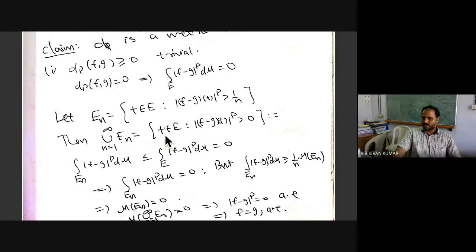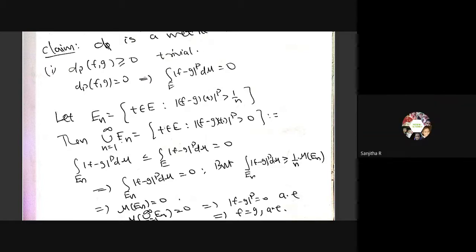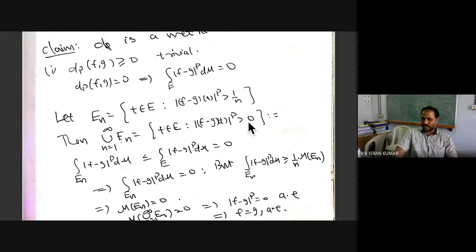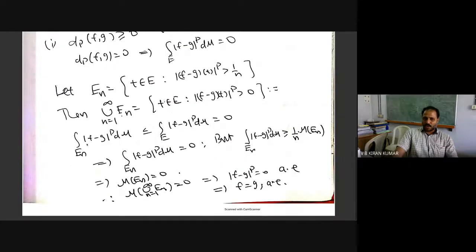Are you convinced with this? Are you comfortable with this? So the set of all t with |f(t) minus g(t)|^p greater than 0 is actually the union of E_n. Now you can compute the integral over E_n of |f minus g|^p. Since E_n is a subset of E, this is less than or equal to the integral over E of |f minus g|^p. Now d_p(f,g) is 0, therefore this is 0.